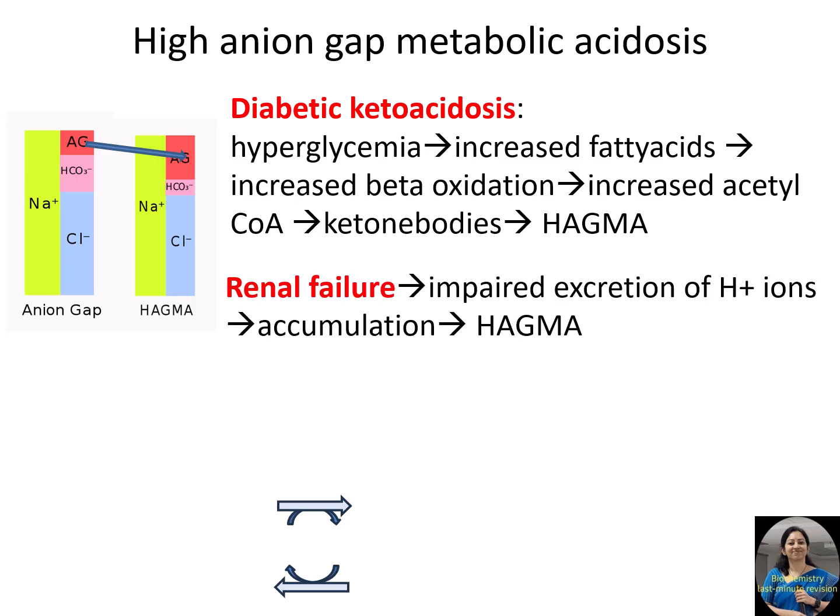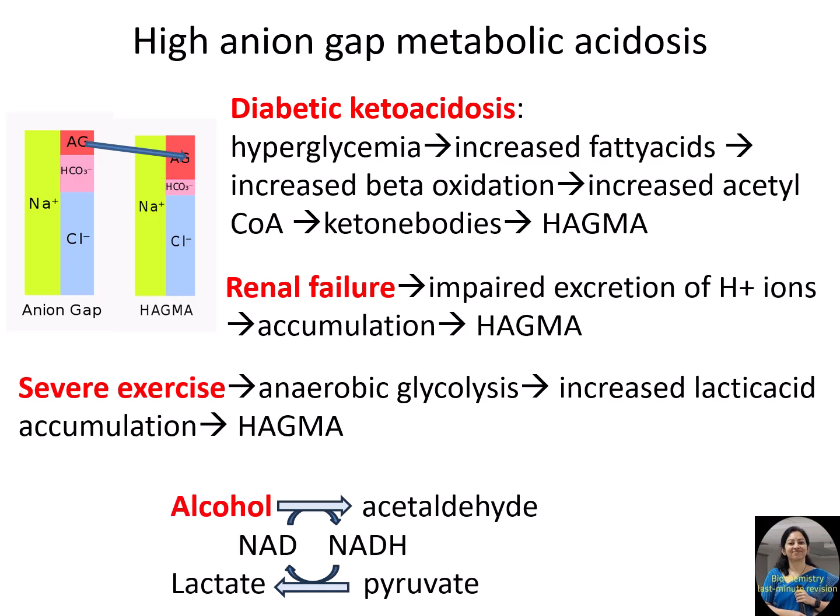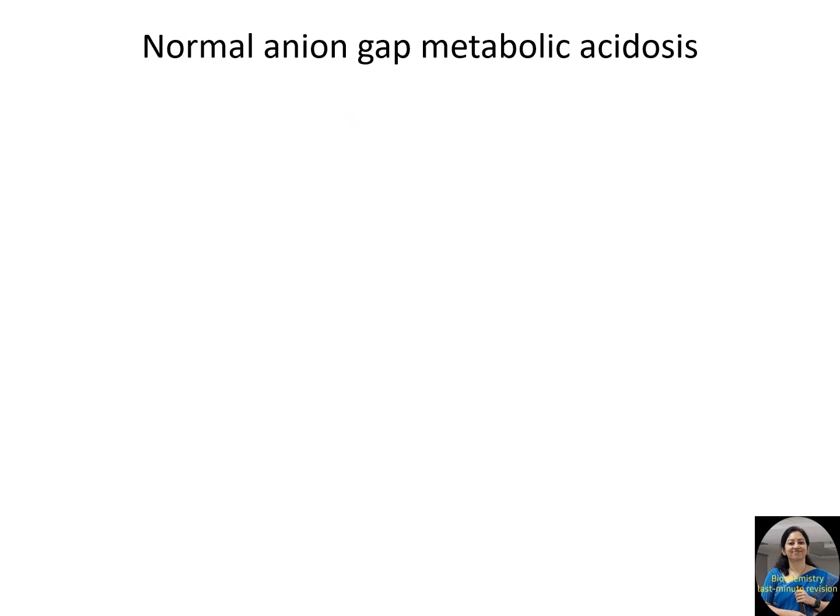The next condition is renal failure, where there is impaired excretion of H plus ions. This results in accumulation of acids, contributing to the development of high anion gap metabolic acidosis. The next condition is severe exercise, where the cells shift to anaerobic glycolysis with increased production of lactic acid, contributing to the development of high anion gap metabolic acidosis. In chronic alcoholics, the alcohol gets oxidized to acetaldehyde with generation of a large amount of NADH, which reduces pyruvate to lactic acid, resulting in lactic acidosis and subsequent development of high anion gap metabolic acidosis.